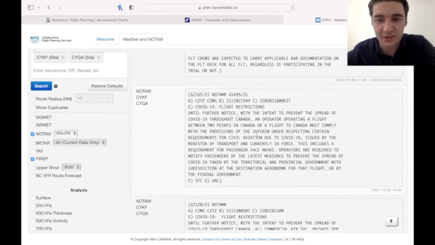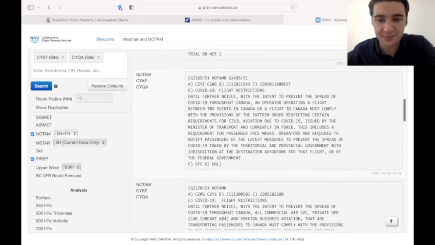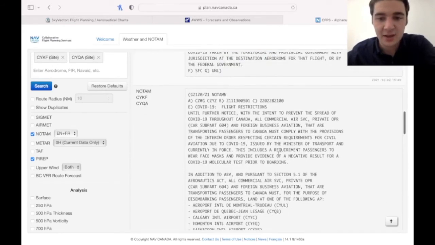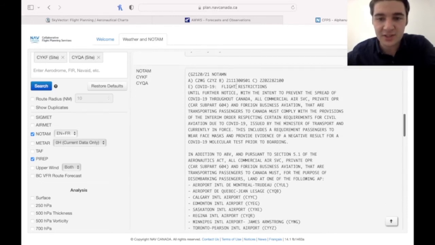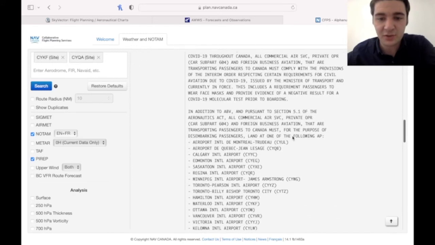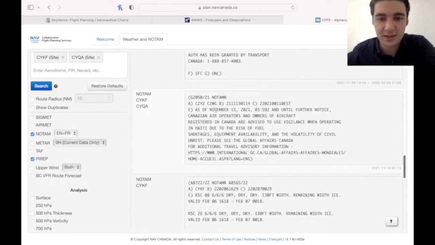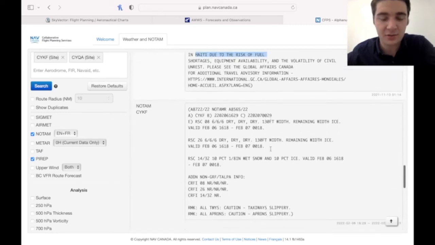Prevent the spread of COVID-19 through Canada, flight operators. If you have passengers, wear face masks. Commercial air services, preventing the spread of COVID. We're not a commercial air service.